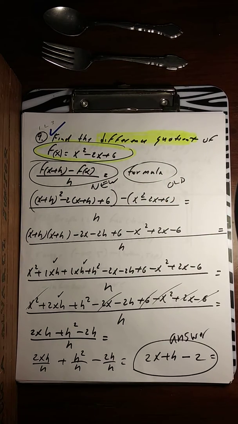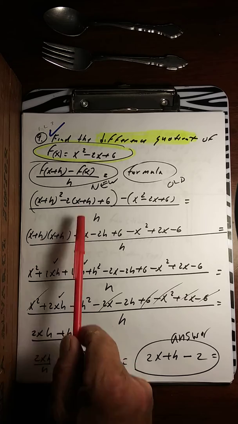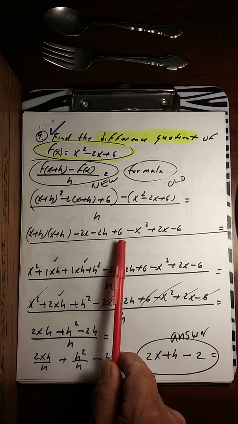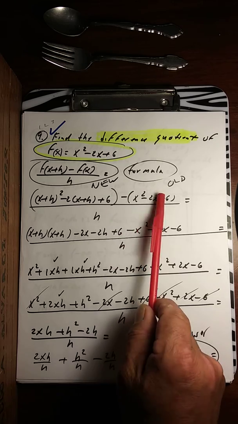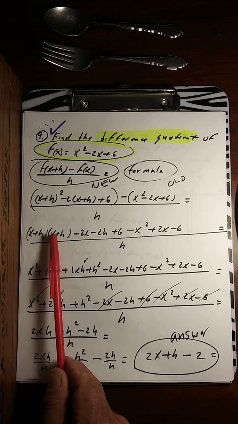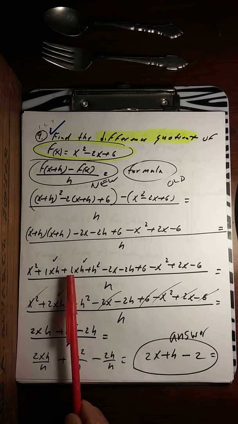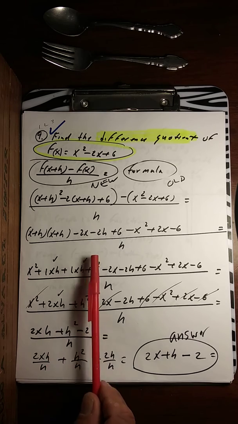Alright, so now we have x plus h squared, which means x plus h times x plus h, minus 2x minus 2h plus 6. And the negative for this is negative x squared. The negative of a negative is a positive, and the negative of a positive is a negative. So this is going to be x times x, x squared, x times h, 1xh, and this is 1xh, h and h squared. And everything else, copy it.